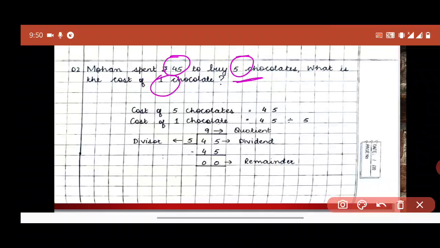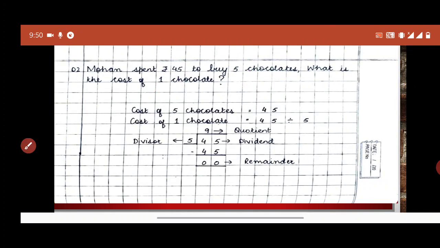So they are asking, what is the cost of 1 chocolate? So over here we have the cost of 5 chocolates, and we have to find the cost of 1 chocolate. So if we have to find out information about one thing, we divide, right? So let's frame the sentence. Cost of 5 chocolates, 45. Cost of 1 chocolate, we will divide.